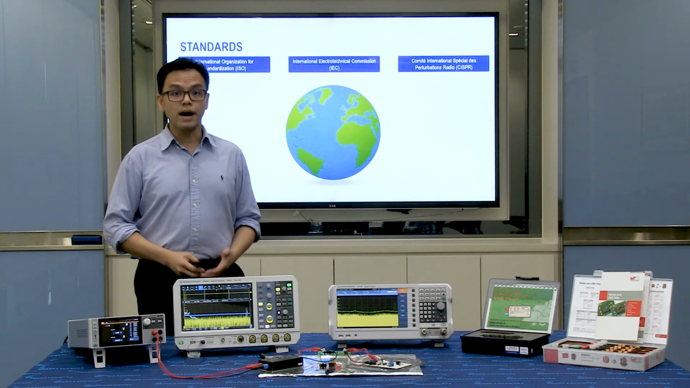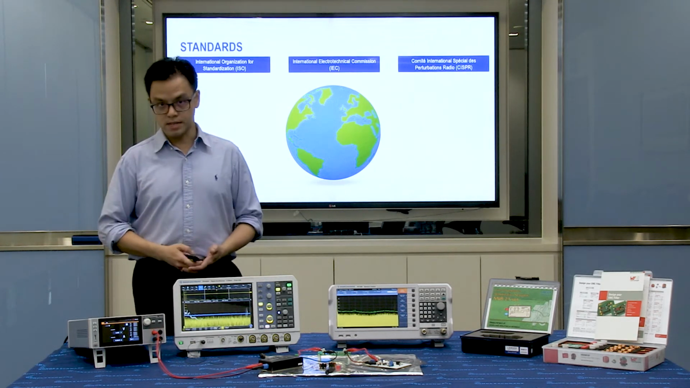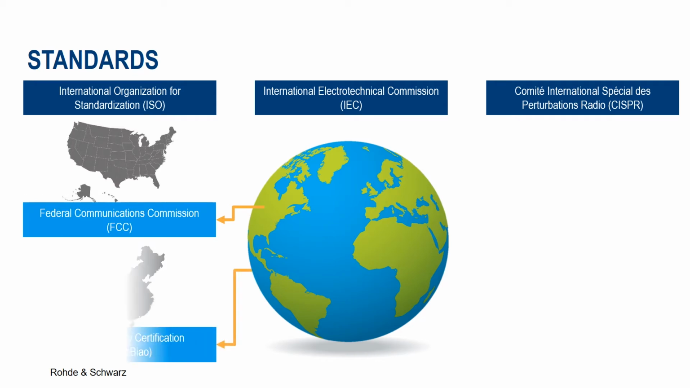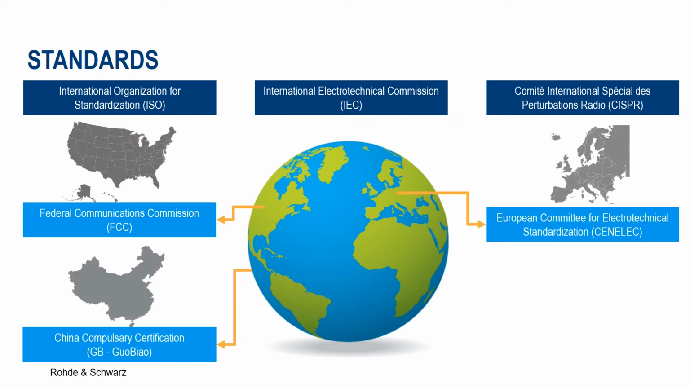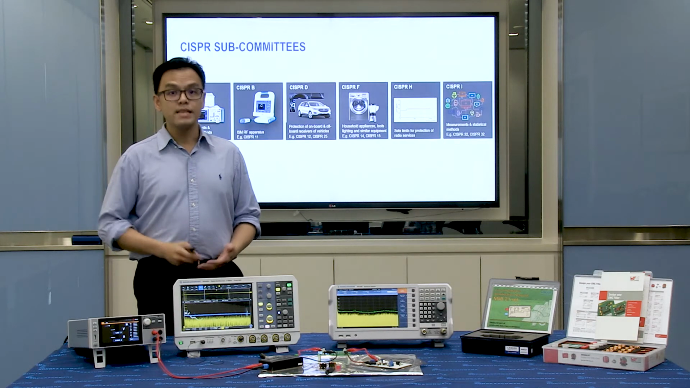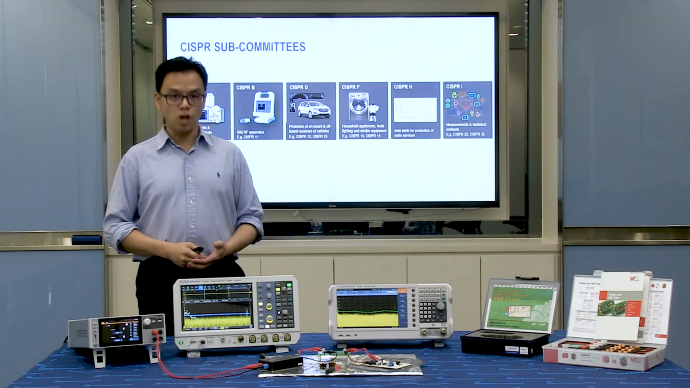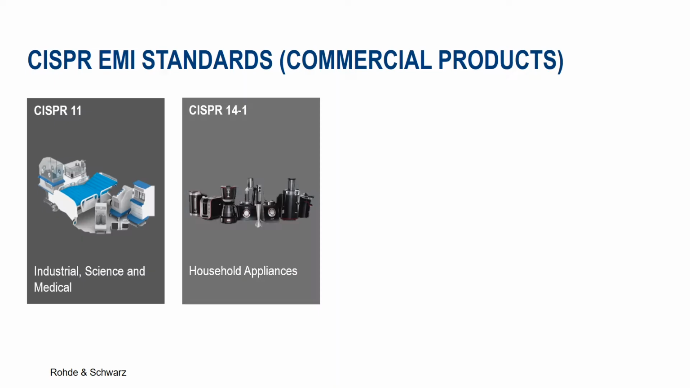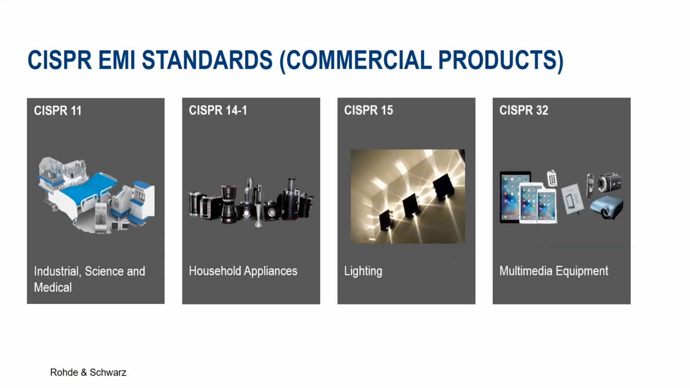EMC is generally governed by ISO, IEC, and CISPR standards. Different countries may define different requirements that are specific to their region, such as the FCC in the US, the GB standards in China, CENELEC standards in the EU, and BIS requirements in India. Within CISPR, there are many subcommittees that work on different focus topics. For example, CISPR A works on general measurement standards, while CISPR F focuses on standards related to household appliances like CISPR 14 and 15. Hence, within the subcommittees, they publish different CISPR standards specific to DUT groups.